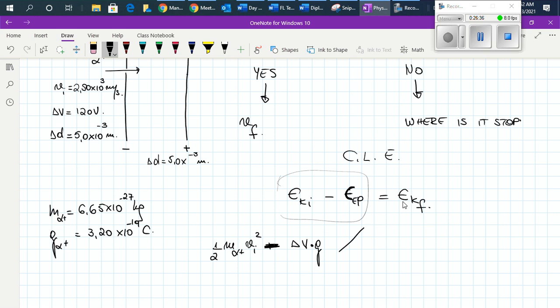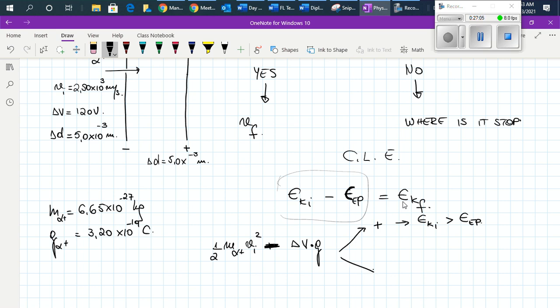And see, if this is positive, that means that kinetic energy is greater than electric potential energy. So you are able to overcome the resistance that the electric potential energy is having on the particle and reach the other plate.